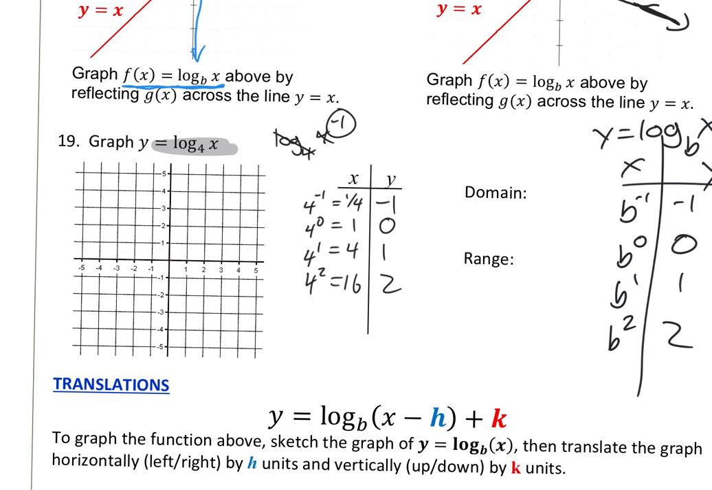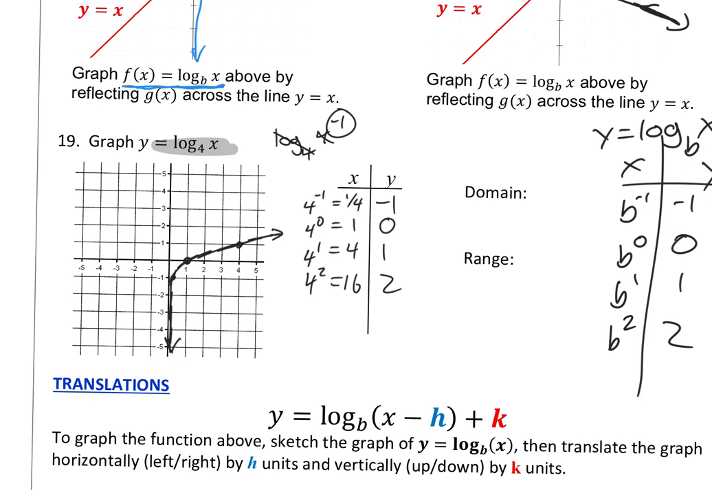Now I have some points that I can graph, right? So let's take a look at this. When x is 1/4, I'm at -1. When x is 1, I'm at 0. When x is 4, I'm at 1. And when x is 16, I'm at 2, but that's way off the graph here. And we can tell that we're going to have an asymptote here on the x, no, not the x-axis, sorry, the y-axis.